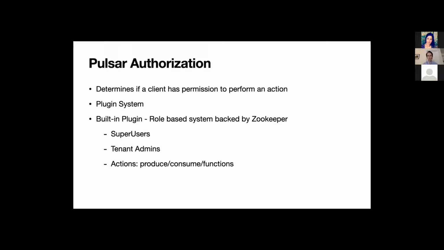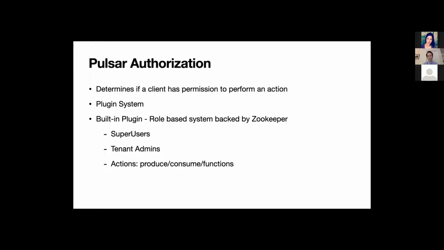The Pulsar authorization system is also a plugin-based system. This takes the client identity or client role that was determined from the authentication plugin and then decides whether that client is able to perform the operation it's requesting. The built-in plugin is a role-based system backed by Zookeeper.